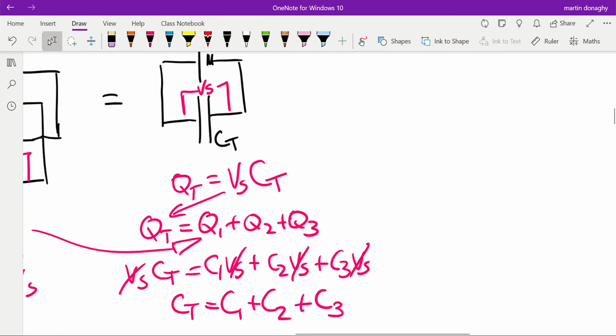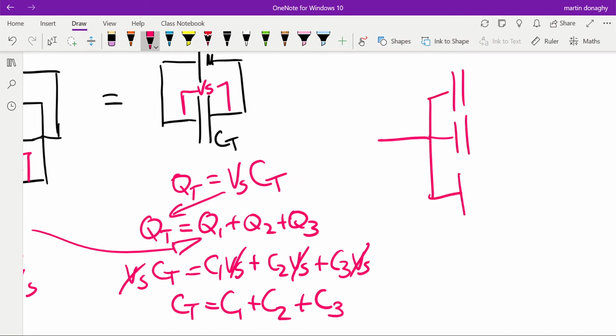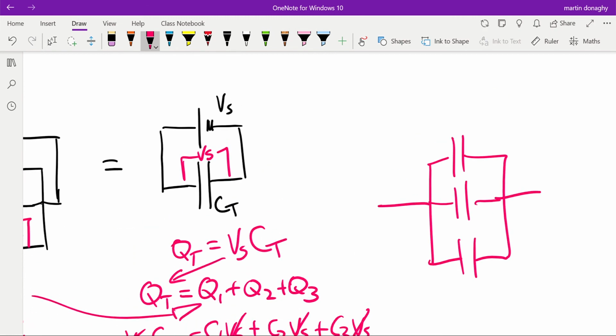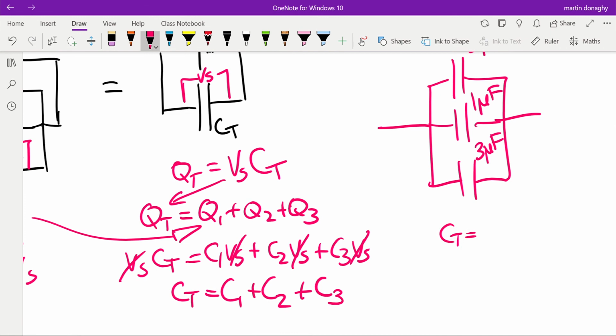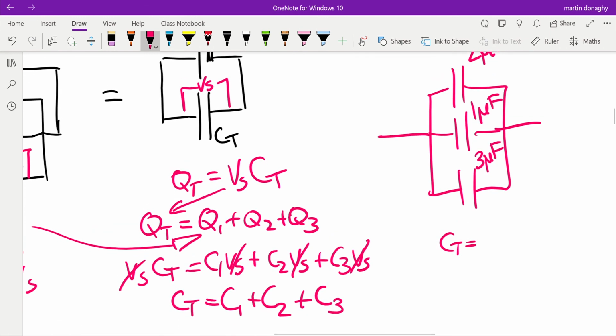So for instance, if I had this circuit and this first capacitor was, say, 2 microfarads, and this is 1 microfarad, and this was 3 microfarads, well, my total capacitance of that system would be C1 plus C2 plus C3, which would just give me 6 microfarads. So in parallel, we add the separate capacitances to find the total capacitance.